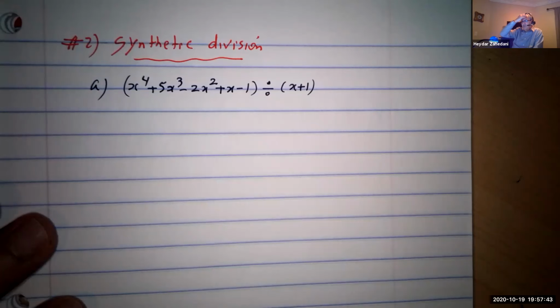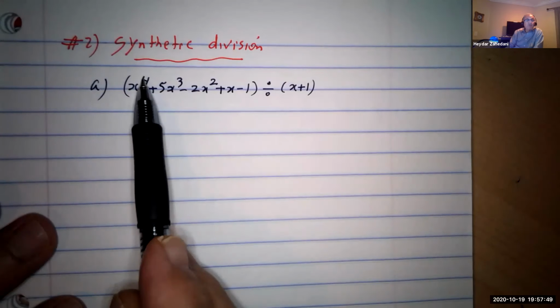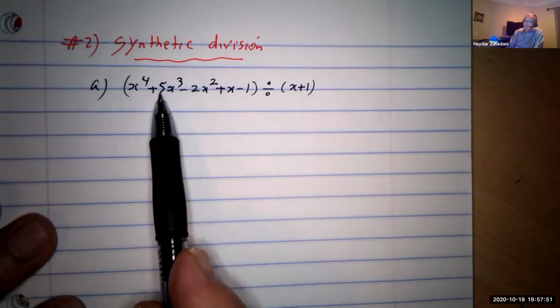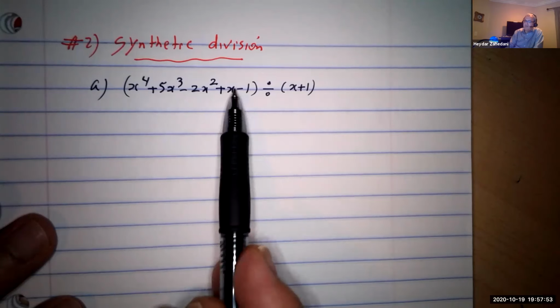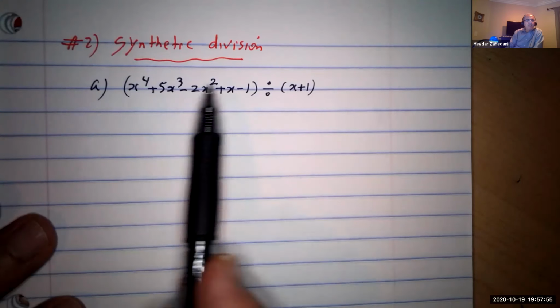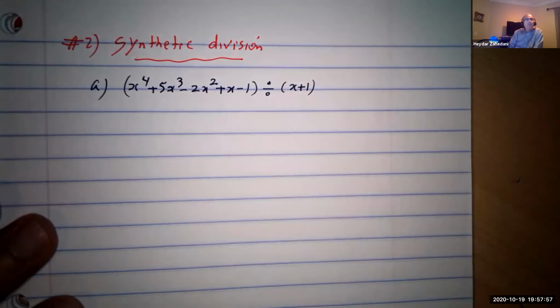The first thing to do, you must make sure that the polynomials are in standard form. Standard means if you start with the fourth power, you must have the fourth, the third, the second, the first, the constant. If anything is missing, you will see in the second part that you have to take care of it. This is the first thing.